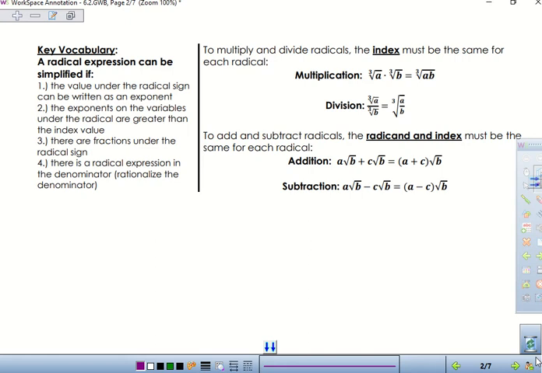Okay. So the important thing you need to know is that when you're trying to multiply them together, they have to have the same index. And when you're trying to divide them, they also have to have the same index. If they don't have the same index, that's when we have to convert them into fractional exponents. Additionally, you can only add them if they have the same radical base. So same type of root, and same thing underneath that root.